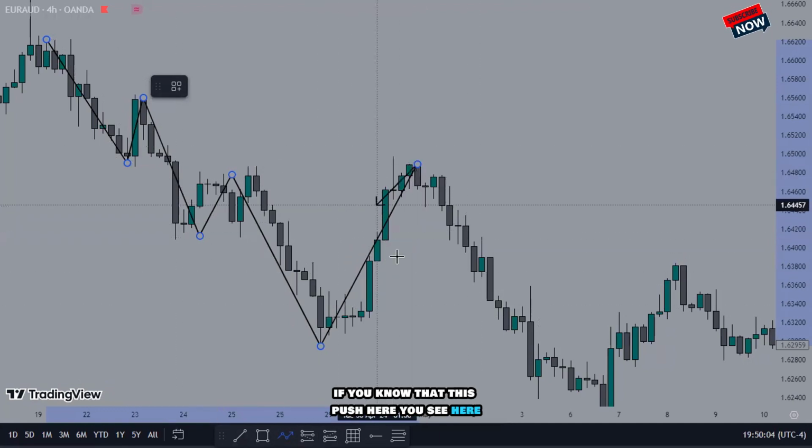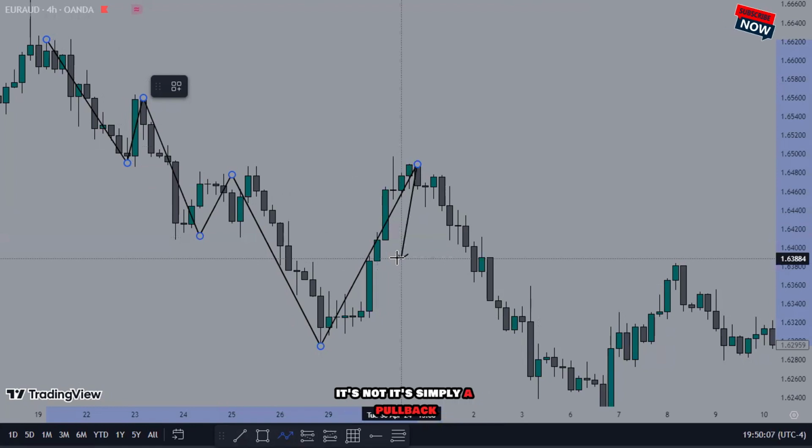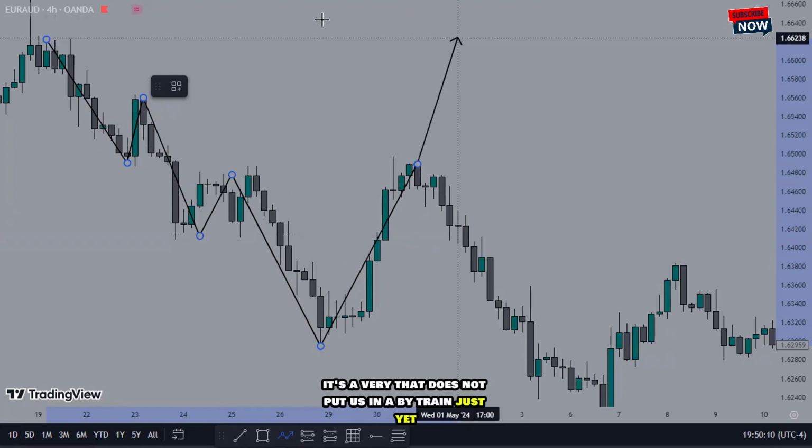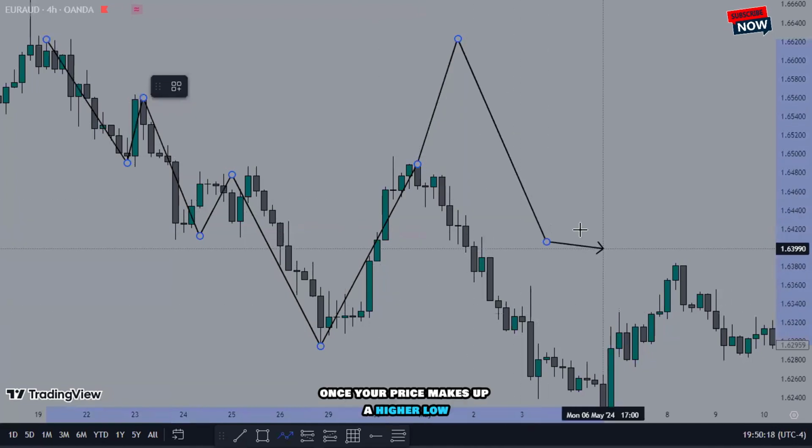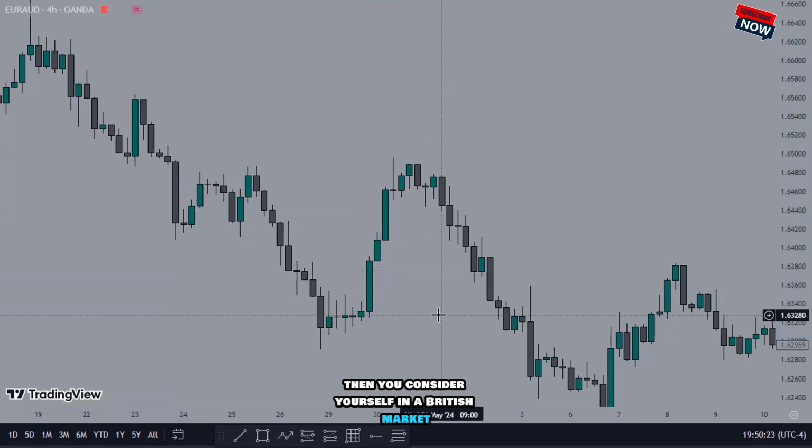This push here, you think it's a change of character. It's not. It's simply a pullback. It's very powerful, but that does not put us in the buy trend just yet. This is still a downtrend until price makes a higher low and then another higher high. Then you consider yourself in a bullish market. If that has not happened, you are still in a bearish market.